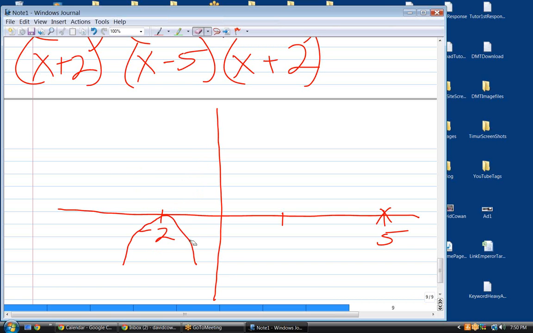Now, to determine whether the function starts like this or like this, we need to figure out what the left-hand end behavior is. Does it come up from negative infinity or does it come down from positive infinity? Negative infinity.